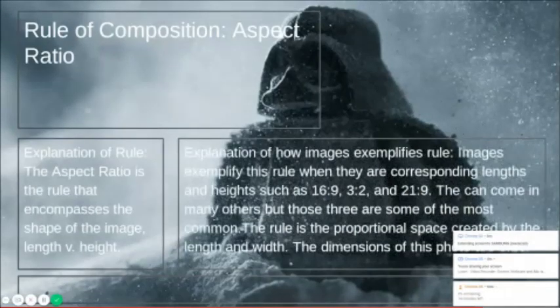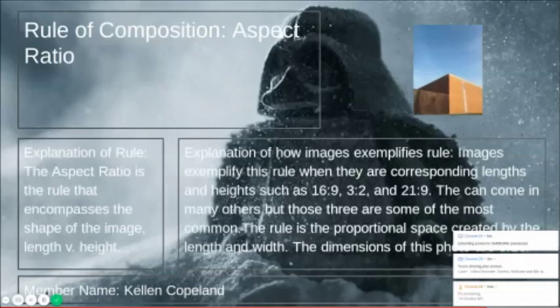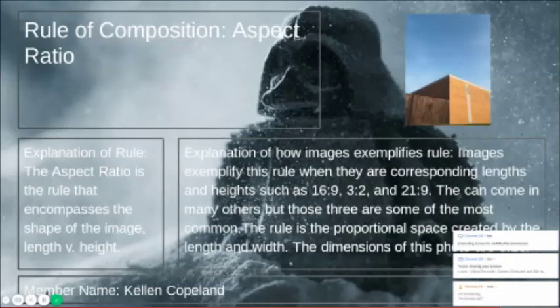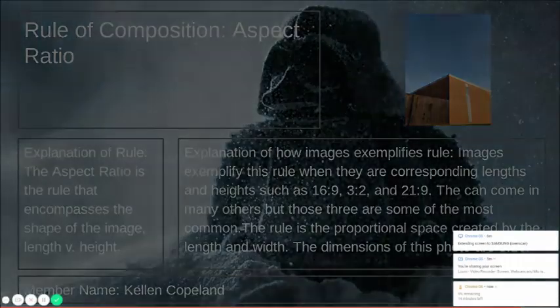Aspect ratio is the rule that encompasses the shape of the image, length versus height. Images exemplify this rule when they have corresponding lengths and heights, such as 16 by 9, 3 by 2, or 21 by 9. They can come in many others, but these three are some of the most common. The rule is the proportional space created by the length and the width. The dimensions of this photo are 9 by 16, I believe.